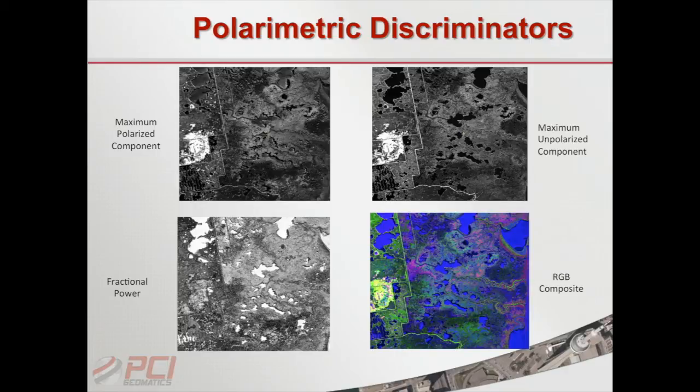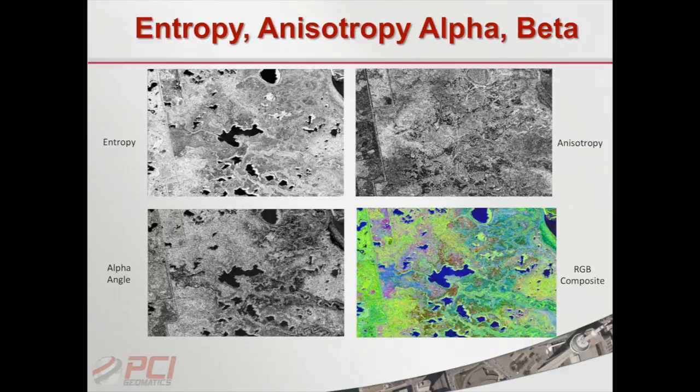Like, does it change a lot? So some targets change, depending on how you look at them, their polarization changes a lot. Some targets don't change much at all, so I map that to the blue channel. And again, when I put it all together, I get this sort of nice color composite image.